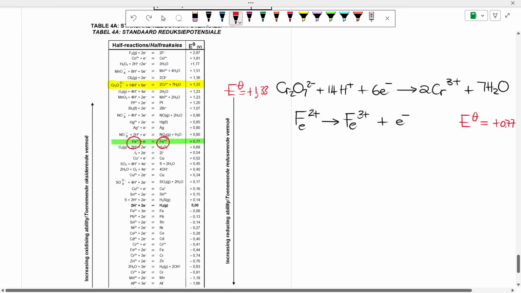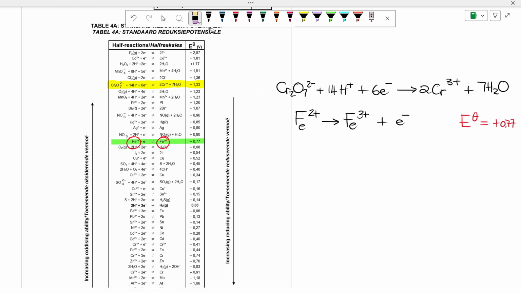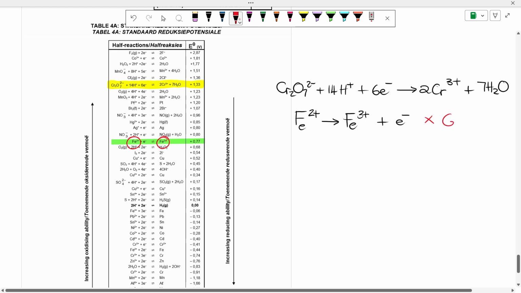Okay, then now for the balancing, which one do we need to multiply and by what? Multiply the Fe with 6. Yes, exactly, and that's it. We just multiply this whole half reaction with 6, and then that gives us, I can just go ahead and write the final net ionic reaction.